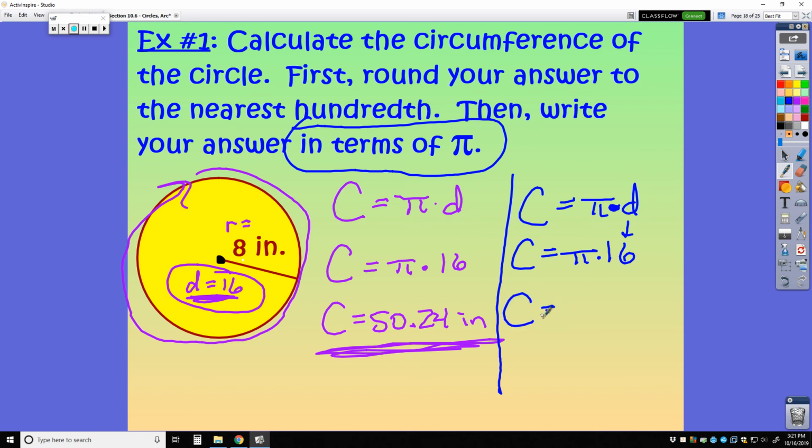We would say the circumference is, and I'm going to write the number part first, and then I kind of treat pi like it's a variable. But it's not a variable, right? It's still 3.14. So I would say the circumference is 16 pi inches long. Now, for really the rest of your mathematical careers, for theoretical purposes, this is going to be the preferred answer, 16 pi inches long.